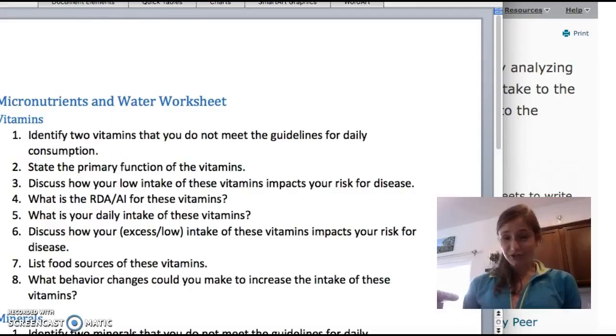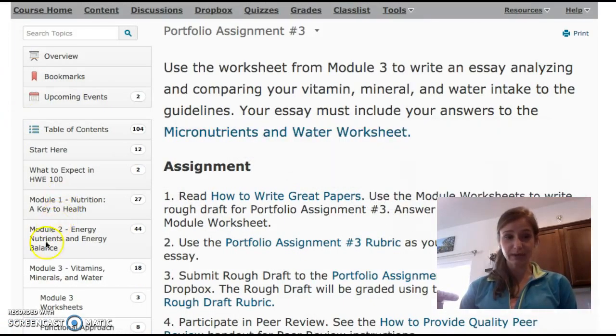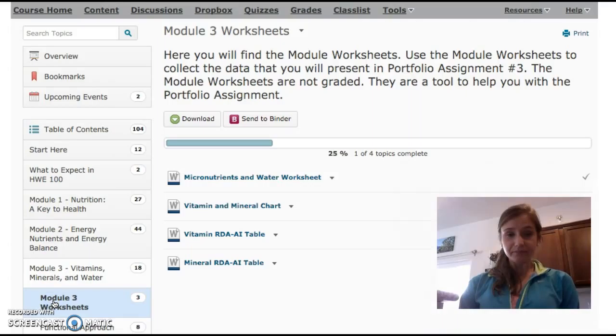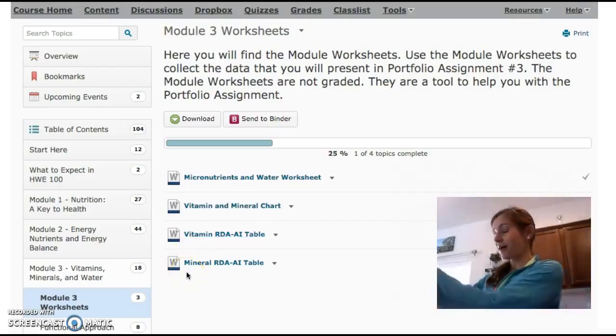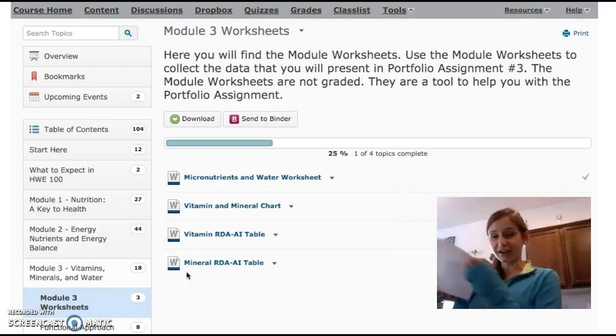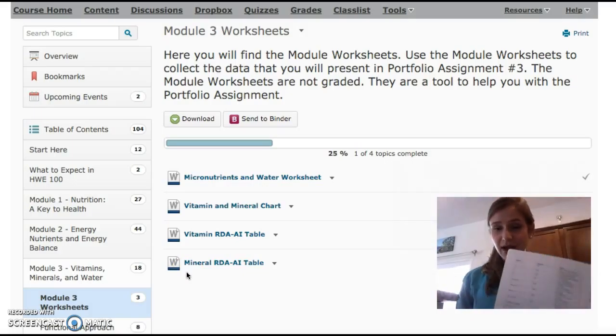So those are the instructions right there, and essentially you're going to write this out all in an essay form. And when it comes to the recommendations for each nutrient, probably the best place to look for that is going to be the charts that are listed under the Module 3 worksheets. So let me pull those up. And as you can see here, we've got this vitamin RDA AI table and mineral RDA AI table. I've got printed copies right here that I'll show you versus pulling them up. But what it does is it'll actually list out the recommendation.